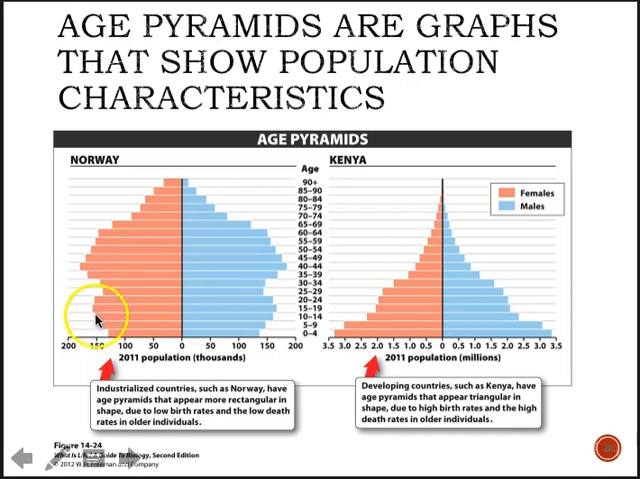Actually, if you look at the younger people in the country, there's not as many young people being born. Their population is actually on a decline. So you can see that Norway's population is shrinking because not as many babies are being born.